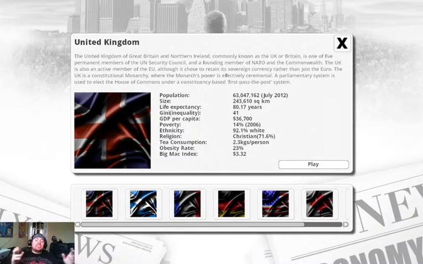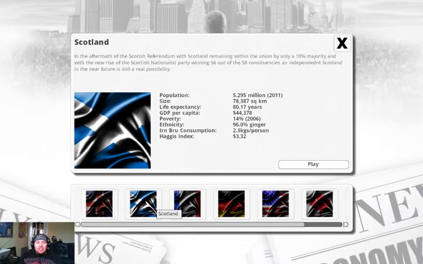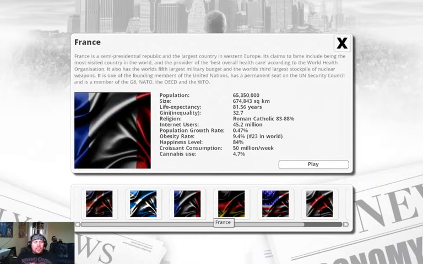The religion is Christian 71.6. Again, we'd love to know when that stat was taken. I believe that has probably changed as well. Tea consumption 2.3 kilograms per person per year, and the obesity index 23%. Big Mac index $3.32. So, that's the UK. I skipped past Scotland because this was an add-on I installed to try it out.